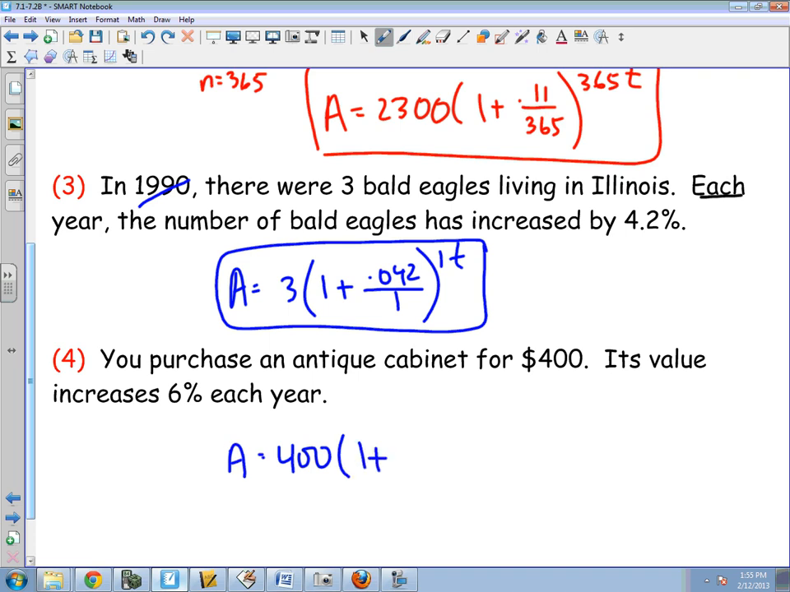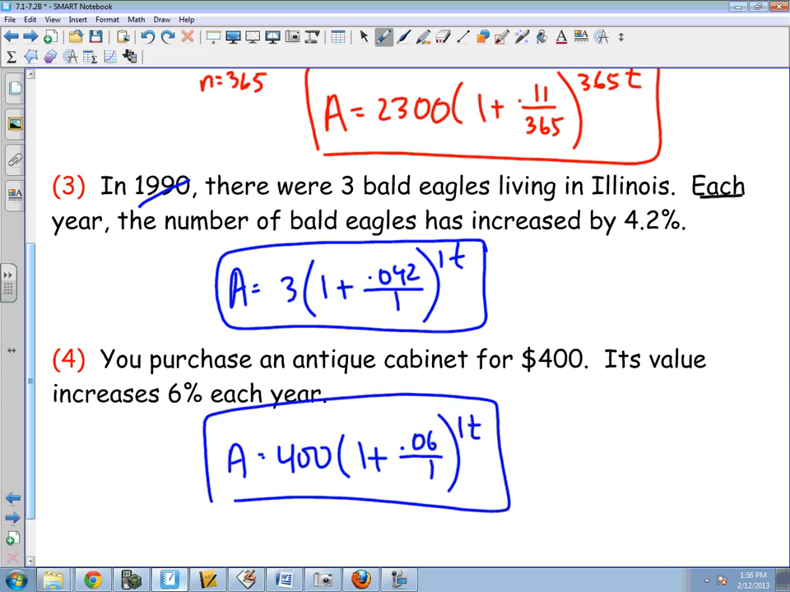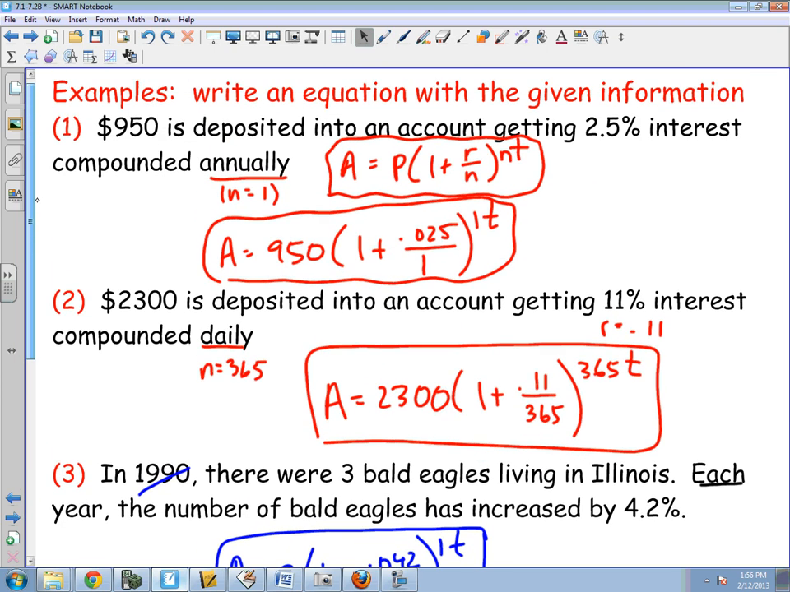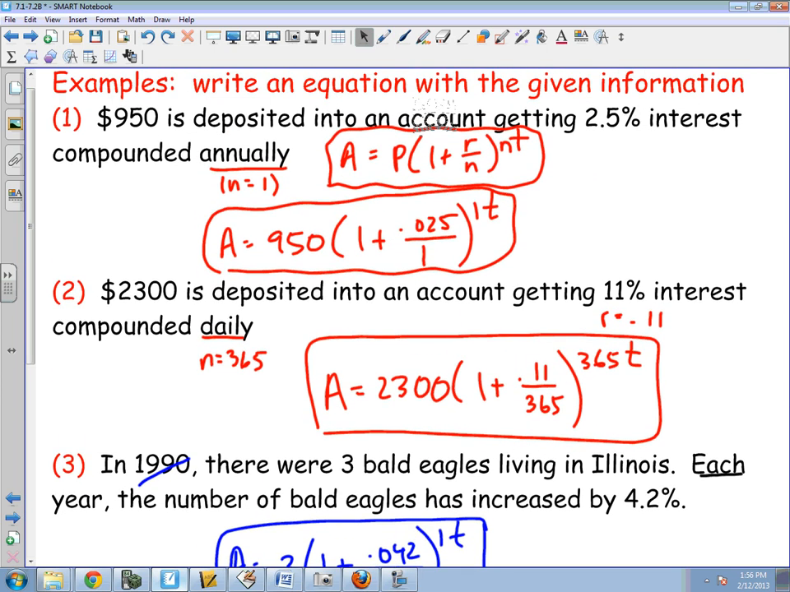All right, you get 6% interest, 6% increase per year. Once again, N is 1. Simple interest increase there. So again, if I was to ask you how much money do you have in this account after 10 years? Well, all you would do then is plug in 10 for T. That's it. And you'd plug it in your calculator, you'd get an answer. All right, so that's all you're thinking for these.